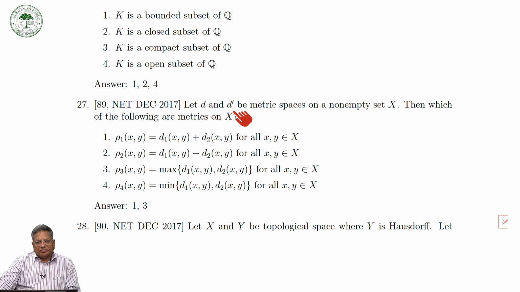Now if d and d prime are metrics on a non-empty set X, then which of the following are metrics on X? The first: the sum of two metrics is a metric. The difference of two metrics may not be a metric. The maximum of two metrics is a metric. The minimum of two metrics may not be a metric. Okay, so the answer is 1 and the last one. Maximum is a metric, but not the minimum. So this one is true.